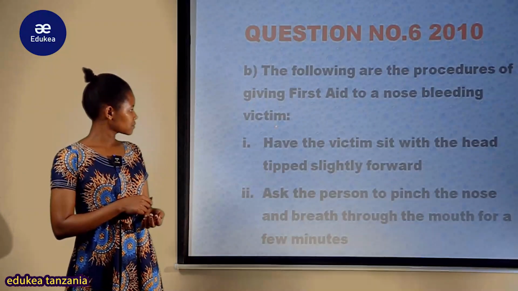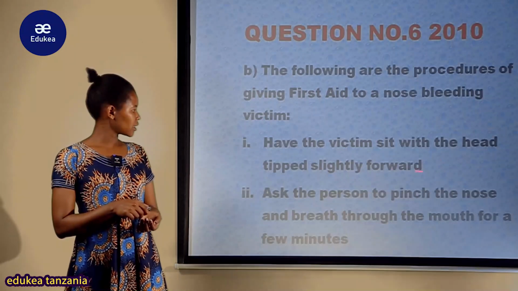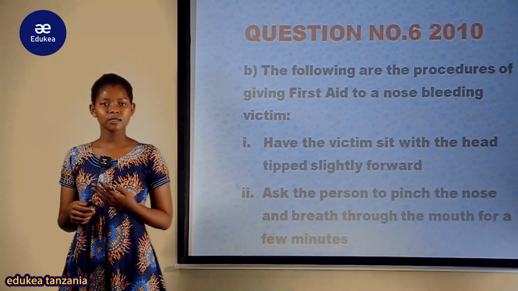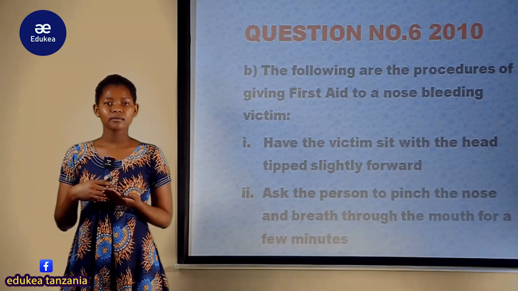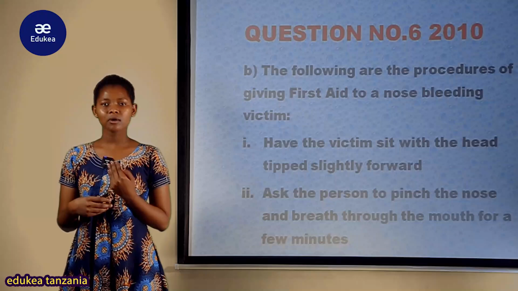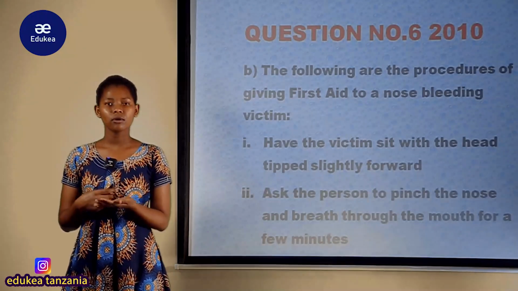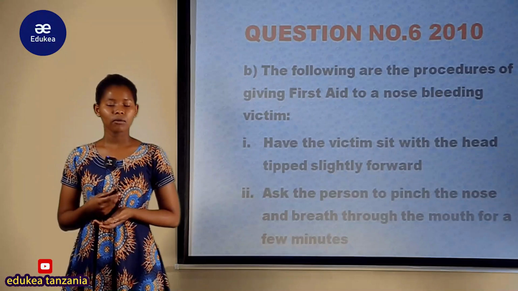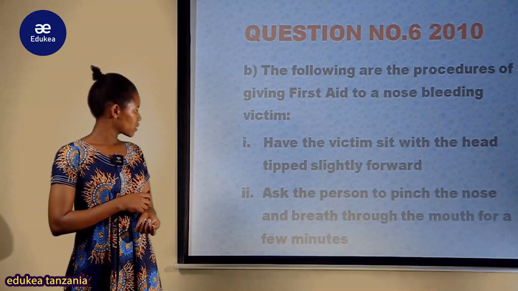As you can see here, the first procedure is to have the victim sit with the head tipped slightly forward. Tunaposema kwamba head tipped slightly forward ni kwamba unamsaidia kichwa chake kinabinuka kiasi kwamba anaonekana kama kidogo anaangalia kwa juu, na hii sehemu ya mbele inakuwa kama imeinamia kwa mbele kidogo. That is all about the first procedure.